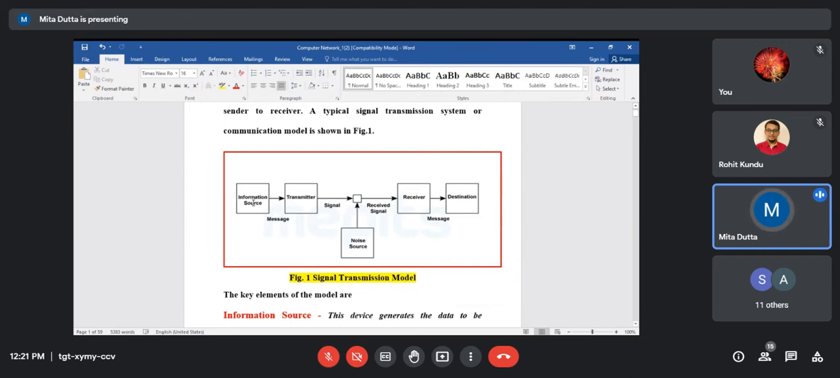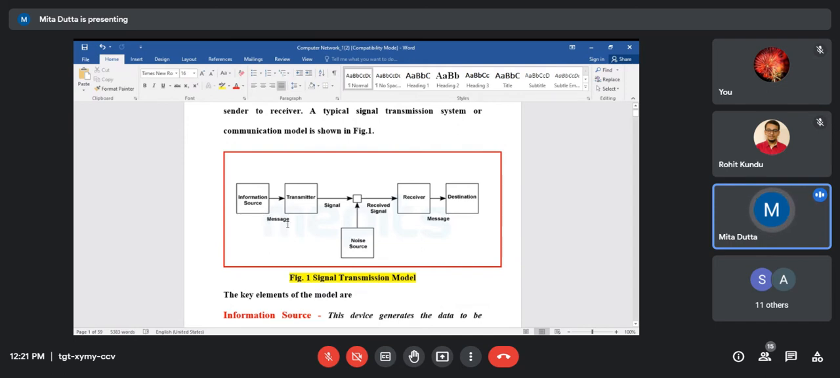Now, this information source may be a transducer, which will convert a non-electrical quantity into an electrical one. Just like, say, a microphone, which will convert sound into an electrical signal.